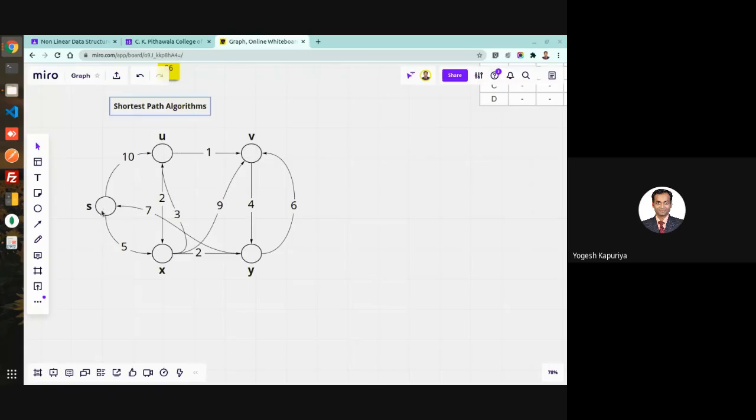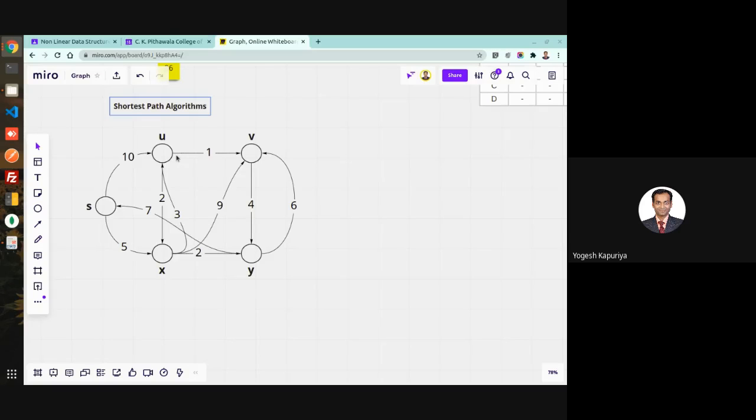So for example, if I want to compute the shortest path from S to U, then you have to first identify what are the different paths from S to U. So this is one path, right? Directly from S to U. There should be another as well, for example, S to X and X to U, right? So there are two paths available for S to U. One is S to U and the second is SXU.